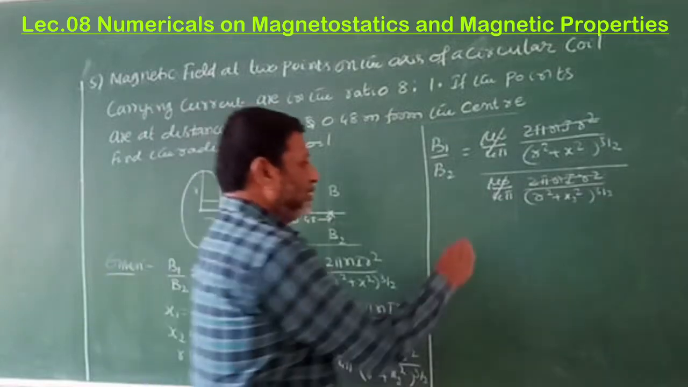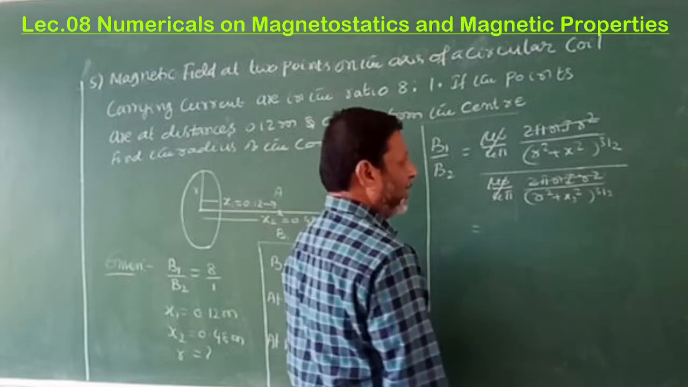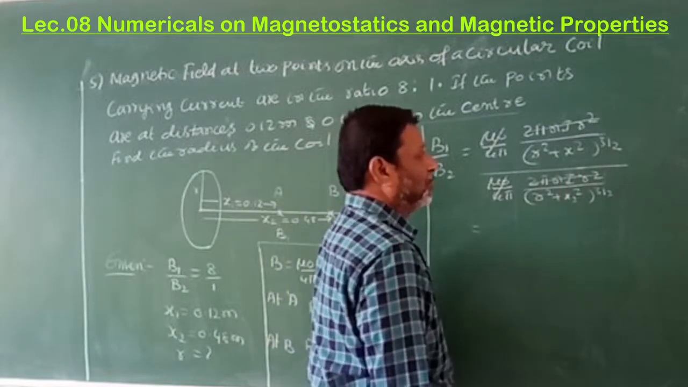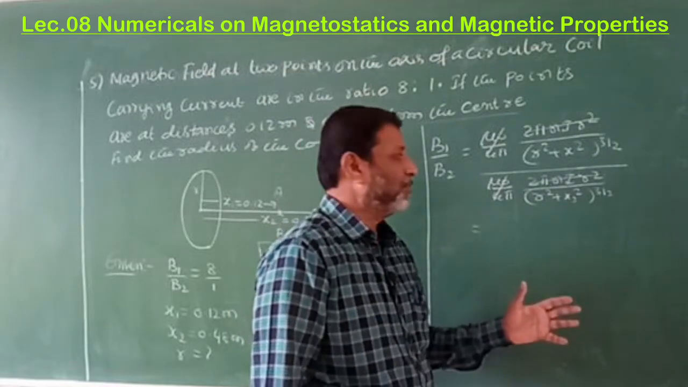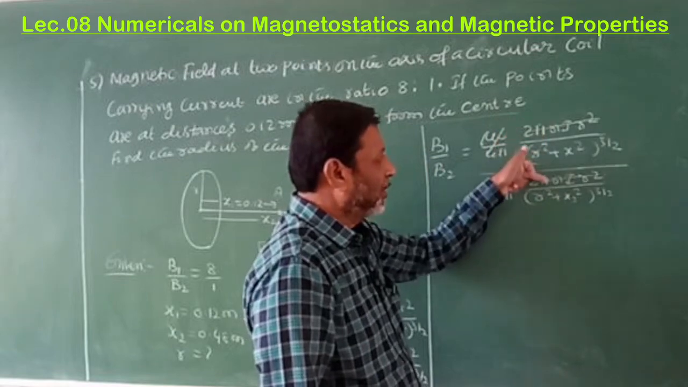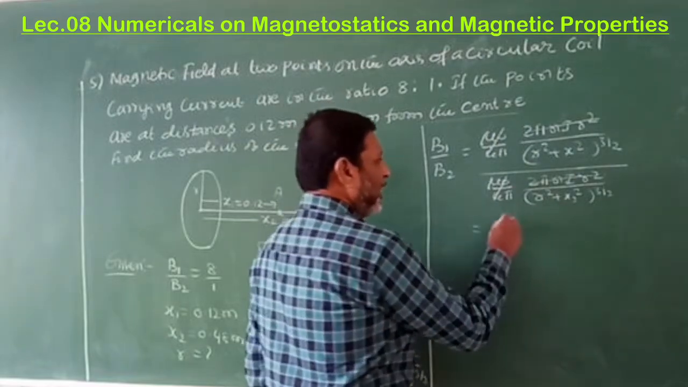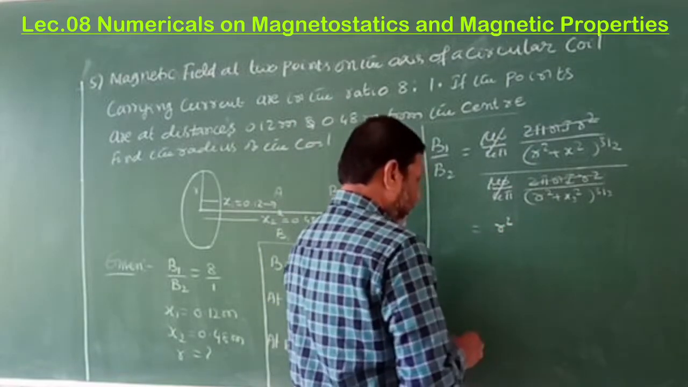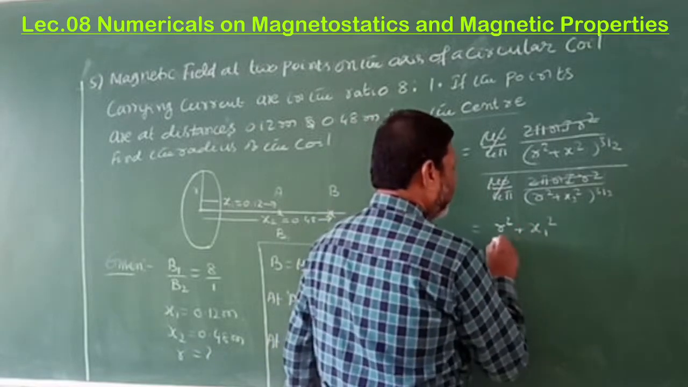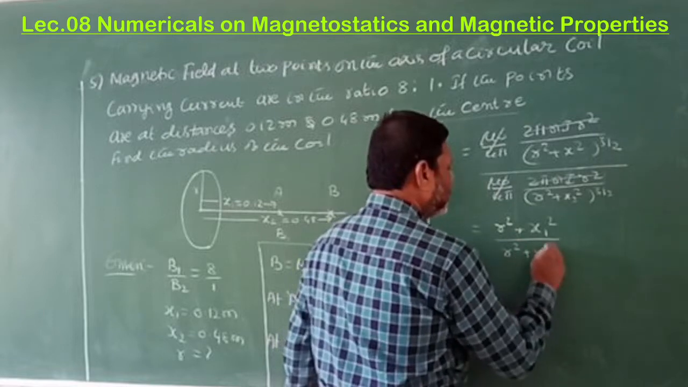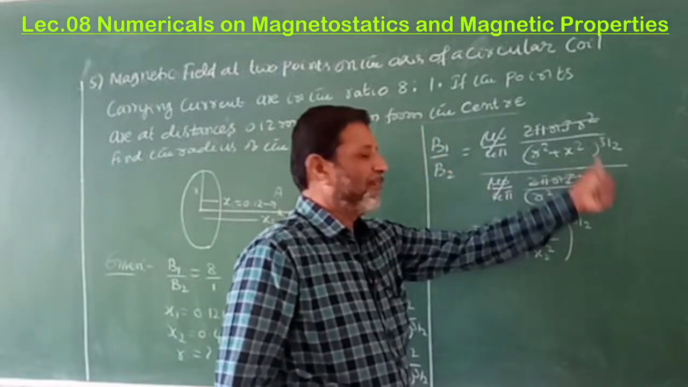Now what will happen is this total factor goes to the numerator and this comes to the denominator. To reduce the steps, the powers for both are the same, so you can write this as r square plus x1 square divided by r square plus x2 square whole raised to 3 by 2, because both are having the same power.